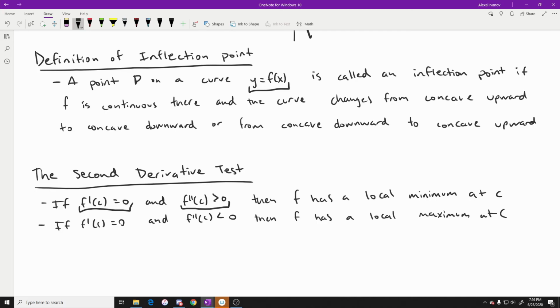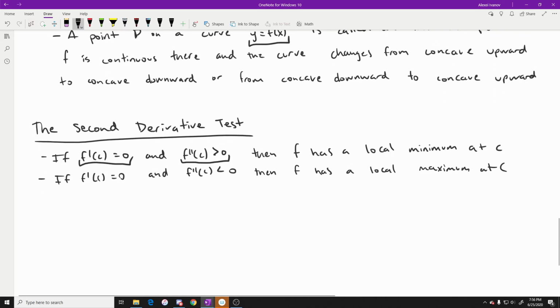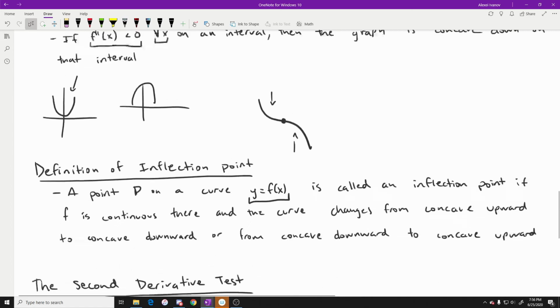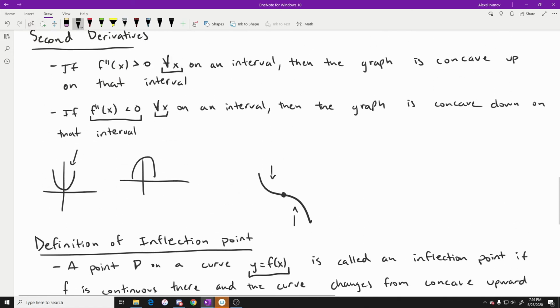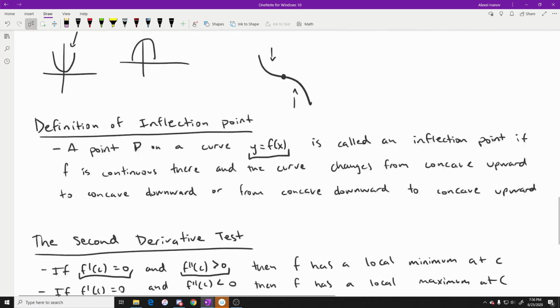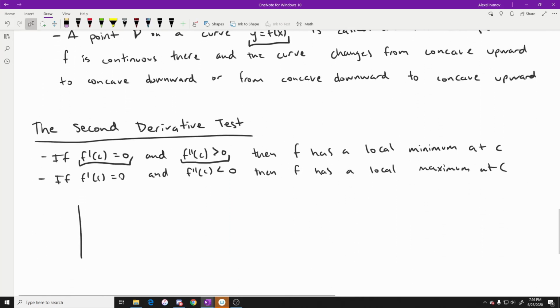The reason we say that it has a local minimum at c is, if you remember from the definition here of the second derivative, if f double prime of x is greater than 0, then the graph is concave up on that interval. So if we look at a concave up function, right, it goes something like this. And we know that if it's concave up, then we're likely to be down here, because it's a critical value, meaning the slope of the tangent here is horizontal. But on top of that, we're concave up, meaning there's no way that this can be a local max.